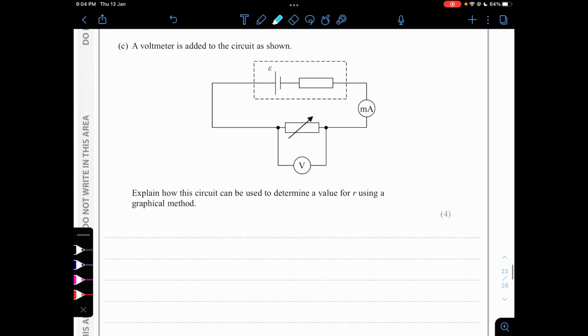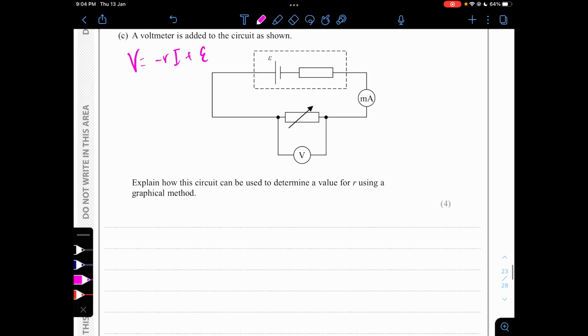So now it says a voltmeter is added to the circuit as shown. Yep, over here. Explain how this circuit can be used to determine a value for R using a graphical method. This is actually pretty simple. We're actually looking for the equation V equals minus RI plus E. So how do we get this? This is usually the end equation we would get. How do we get this?